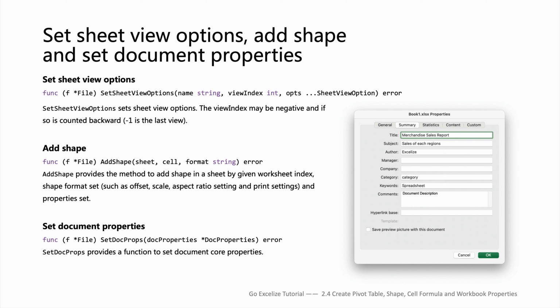Next, add shapes into the worksheet by addShape function. Create a rectangle shape at the N3 cell on sheet 1. The first parameter of this function is the worksheet name. The second parameter is the left upper cell coordinates of the shape. And the third parameter is the shape format represented in JSON.